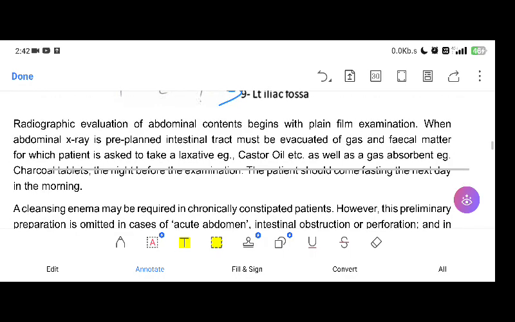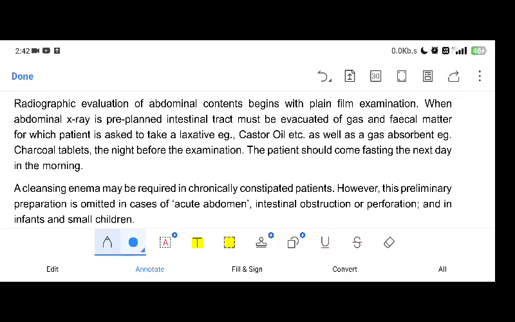Okay. So radiographic evaluation of abdominal contents begins with plain film examination. When an abdominal X-ray is pre-planned, the intestinal tract must be evacuated of gas and fecal matter.